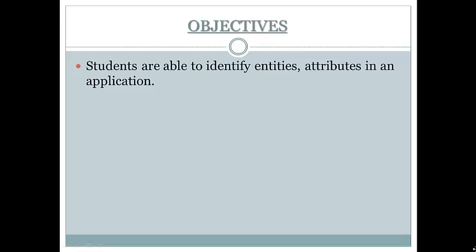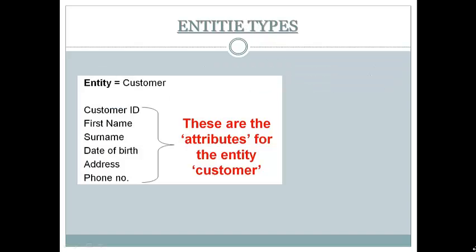Objectives: students are able to identify entities and attributes in an application. Now, we will discuss what you mean by entity. Entity is a thing in the real world with an independent existence. An entity may be an object with a physical existence, or it may be an object with a conceptual existence.